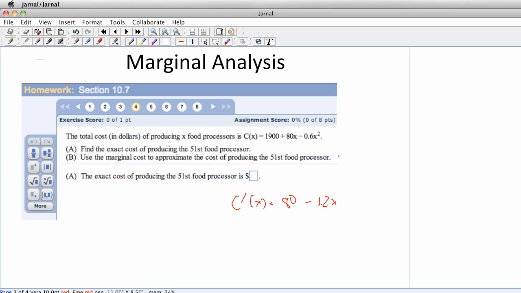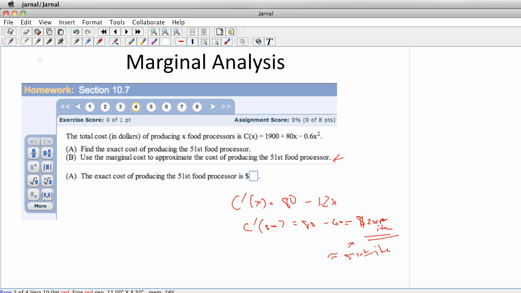So if we want to know the marginal cost when we're at a production level of 50, C prime of 50 then would be 80 minus 1.2 times 50, which is 60. So that's $20 per item. So in other words, when we're at a 50 item production level, then our cost is approximately $20 per item. And so that's a good estimate for the cost of the 51st item.